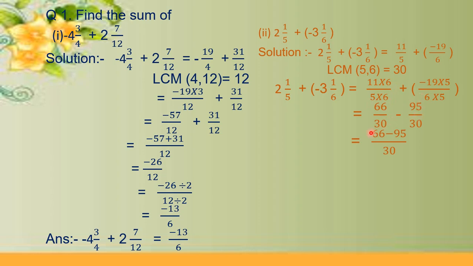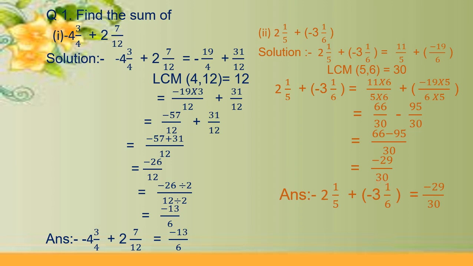Now both the denominators are the same, so we have to perform the addition or subtraction in the numerator only. So it will become 66 minus 95 upon 30. Now 95 is a greater number than 66, so we have to subtract 66 from 95. So we get 29. As 95 is the greater number having the minus sign, the answer will contain a minus sign. So the answer is minus 29 upon 30. As we observe here, the numerator and denominator have no common factor. So the answer for this problem, 2 1 by 5 plus minus 3 1 by 6, is minus 29 upon 30.